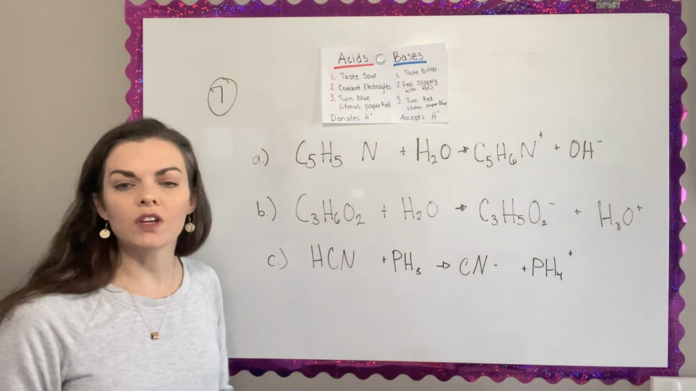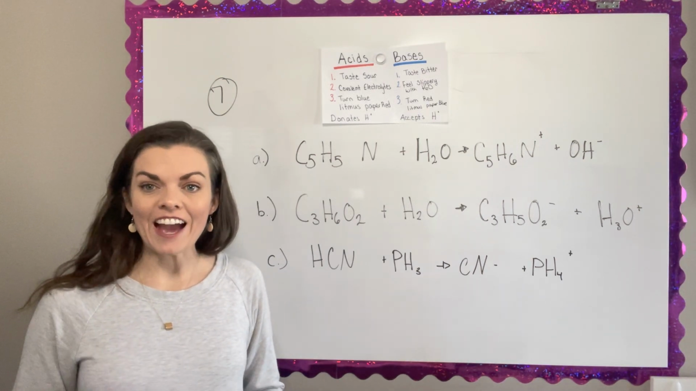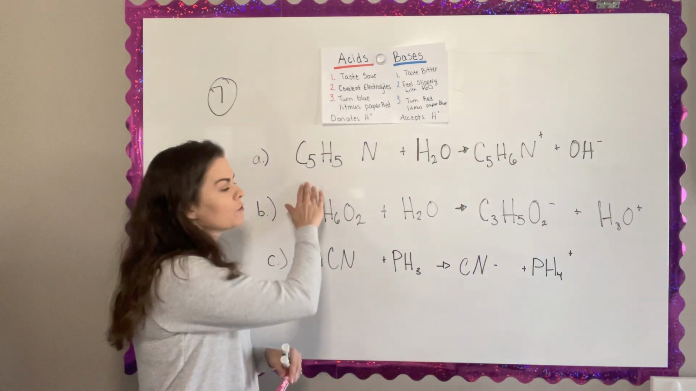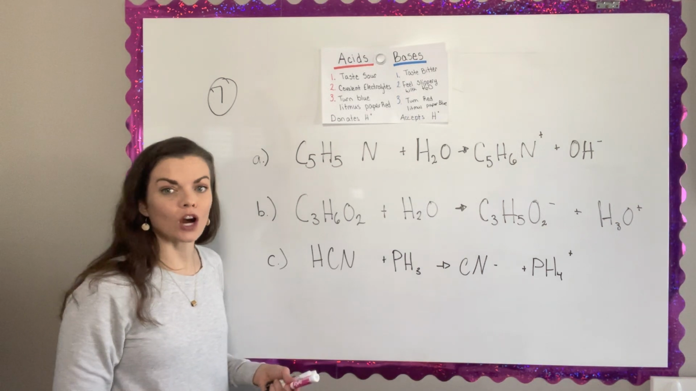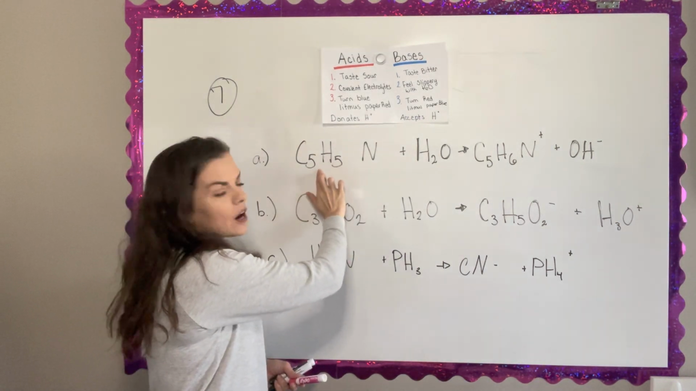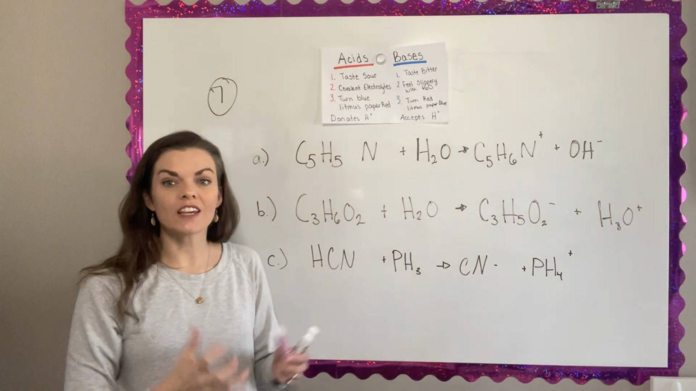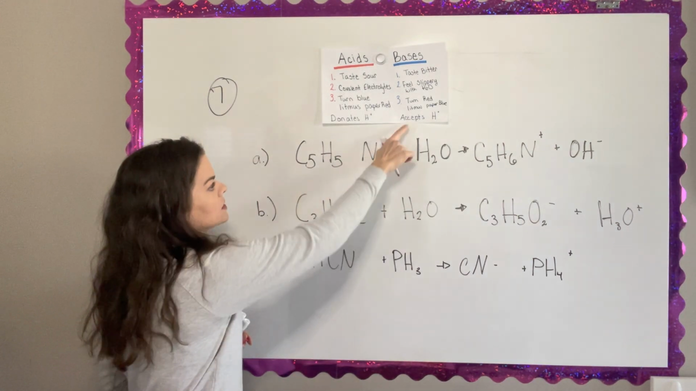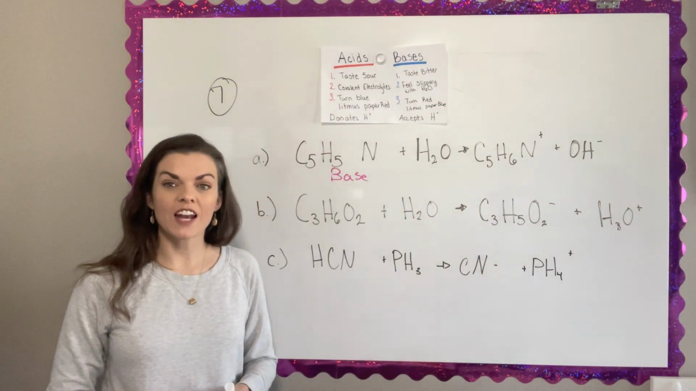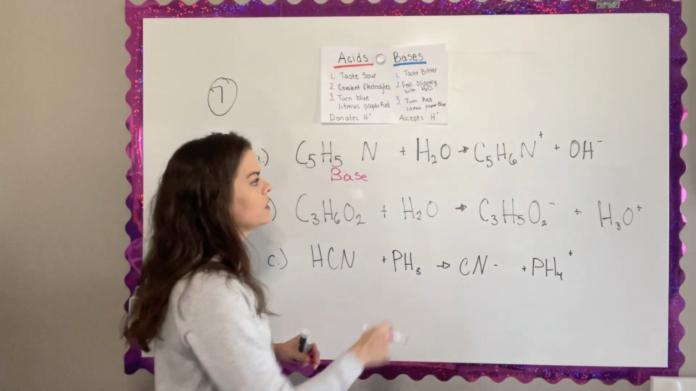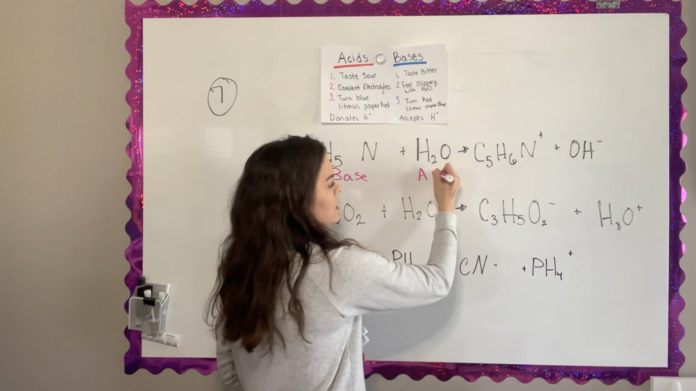For question number 7, it gives you 3 equations, and it wants you to identify the acid and the base in each equation. For the first one, we have C5H5N. I just want to see what's happening to that product. If I notice, it goes from having 5 hydrogens to 6 hydrogens. So this compound is accepting a hydrogen, and that makes it the base. The other product we have is water. Water can act as an acid or a base, so we have to see what it's doing. It's going from having 2 hydrogens to just 1 hydrogen. It's donating it, so it's the acid.